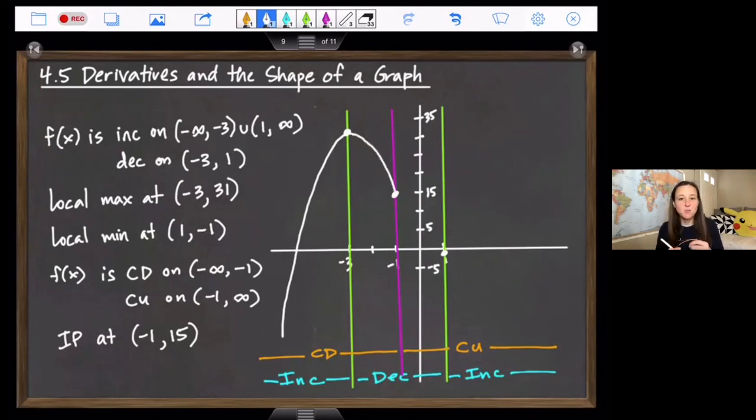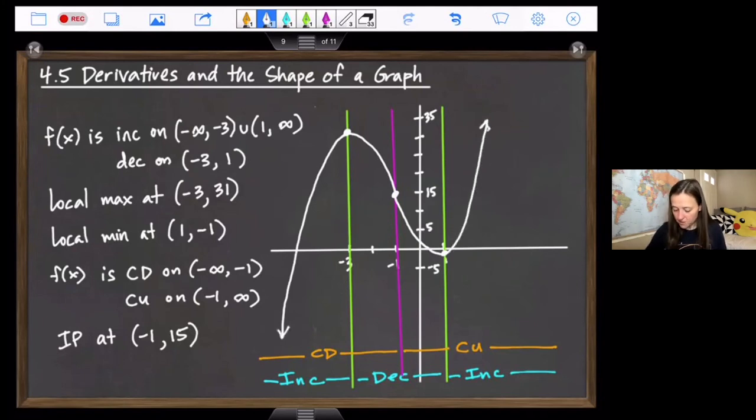Once I hit my inflection point there at the pink line, that's where I need to start changing to concave up, but I'm still decreasing. So I want to look like the decreasing concave up part of a parabola. So I'm going to be decreasing, but concave up. And I keep doing that until I get to my local min. And now that's where I'm going to change to increasing, but still concave up. So increasing and concave up looks like this.